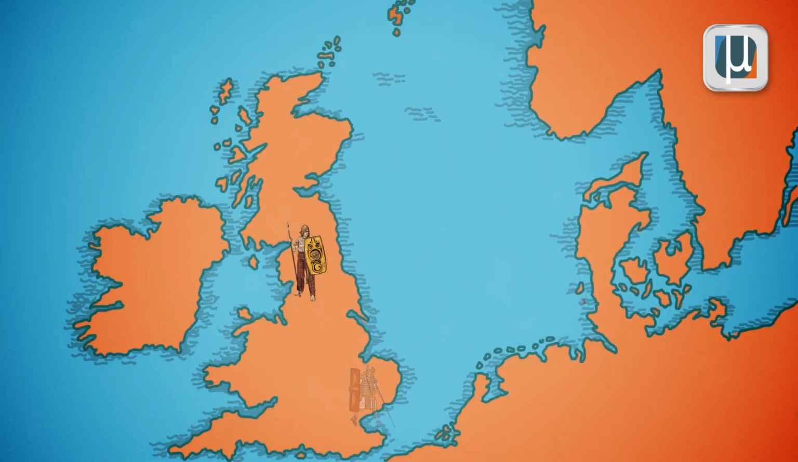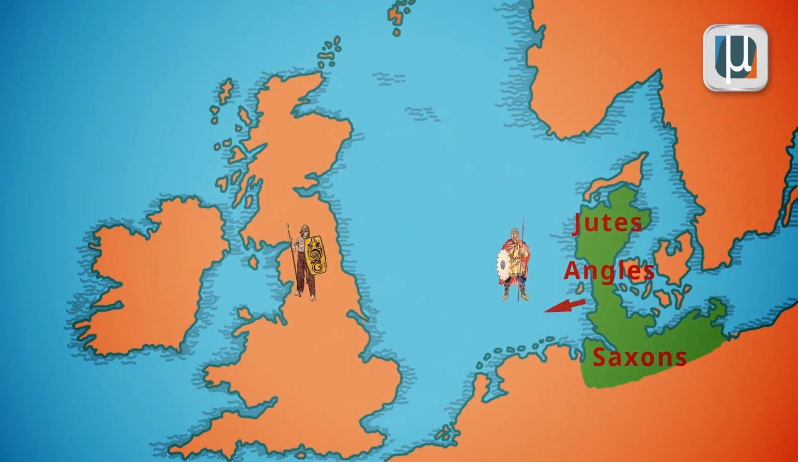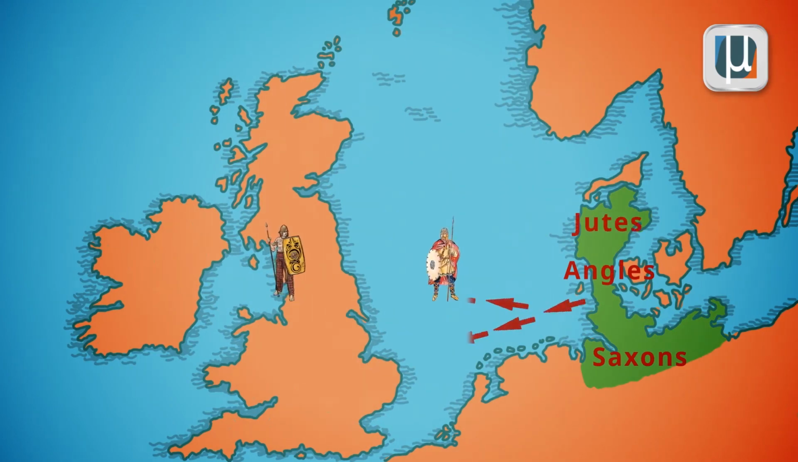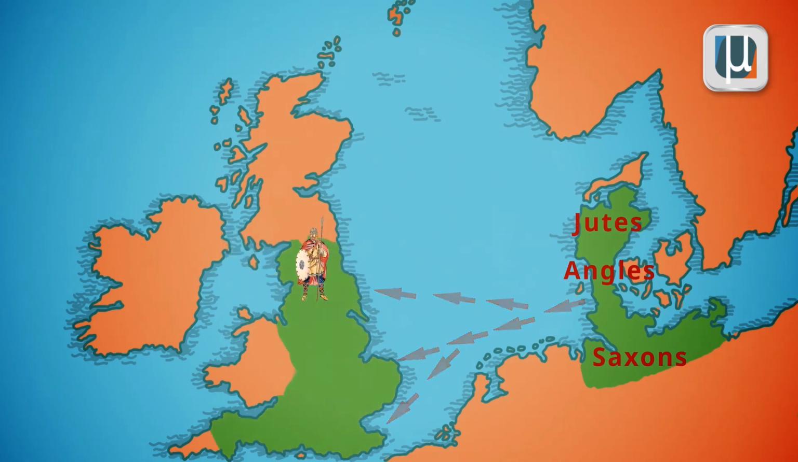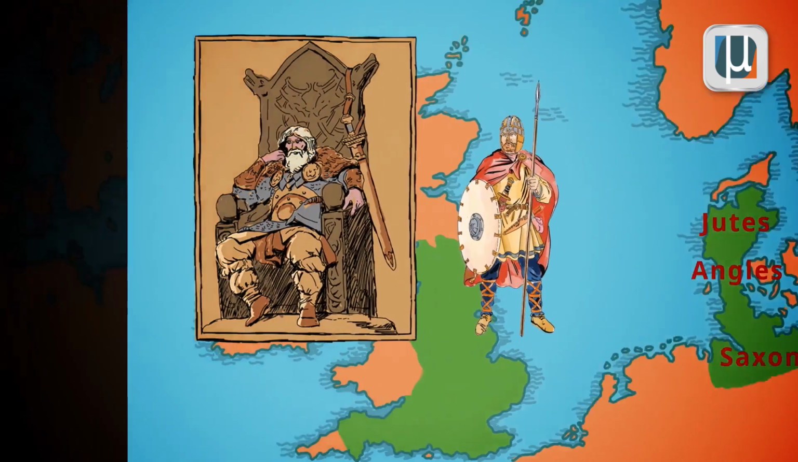When Rome withdrew from England, the native Celts were threatened by Germanic tribes, the Angles, Saxons, and Jutes, who stayed to take advantage of the situation, becoming settlers and rulers, making Anglo-Saxon languages the base of modern English.